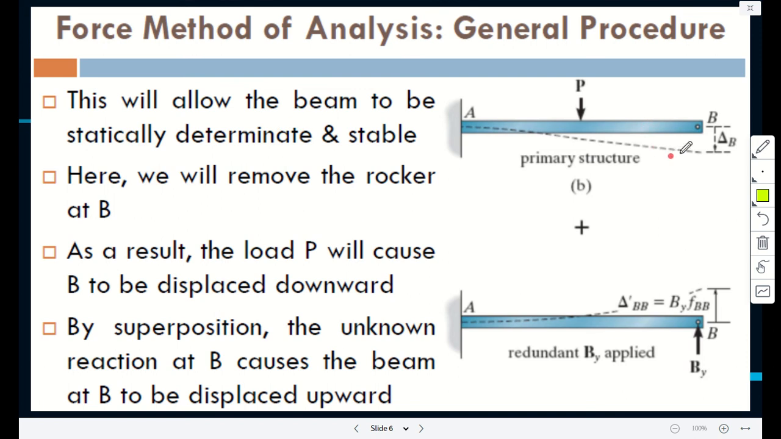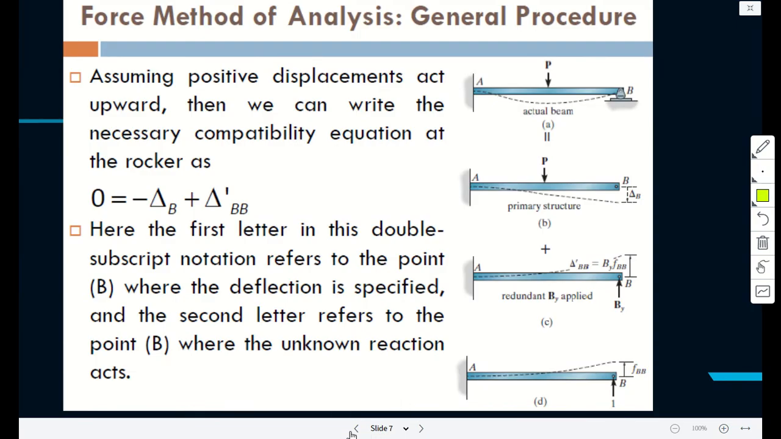the support at point B, the displacement would be delta B. And here, we remove the rocker or the pin at point B. As a result, the load P will cause B to displace downwards, as already shown there. And then by superposition, the unknown reaction at B causes the beam to go upward, okay? And then when you add the two, there cannot be any net displacement because by definition, the support cannot move.